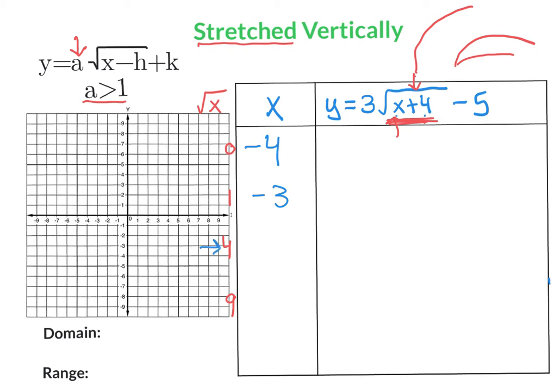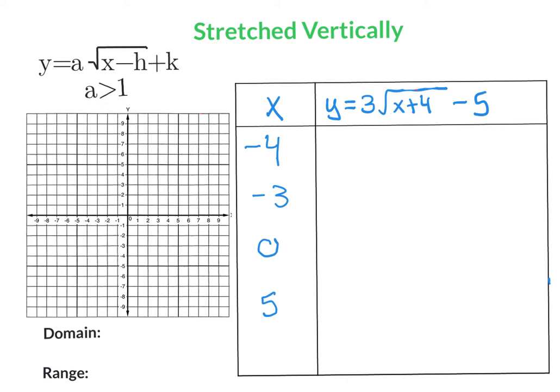How could I get 4? Well, 0 plus 4 is 4. And then how could I get 9? 5 plus 4 is 9. So if I pick these values, it just makes my life a little easier. All right, so if I plug in, I'm going to write this out. 3 times the square root of -4 plus 4, minus 5. What does that equal? Well, -4 plus 4 is 0, square root of 0 is 0, times 3 is 0, minus 5. So -5. I'm going to plot the point (-4, -5).